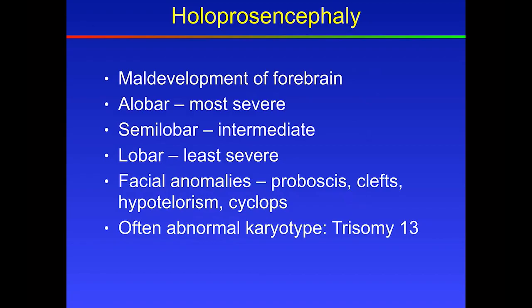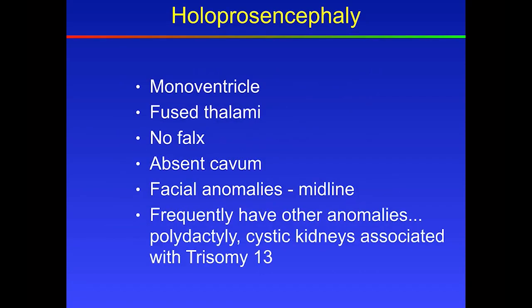Okay, moving on to holoprosencephaly. This is maldevelopment of the forebrain. You can be alobar, a most severe type, semilobar, an intermediate type, or lobar, the least severe type. They often have facial anomalies like a proboscis, cleft lip and palate, hypotelorism, and even on to cyclops, and they can be associated with trisomy 13. We look for the monoventricle of holoprosencephaly, fused thalami, no falx, an absent cavum septi pellucidi, facial anomalies that we just discussed, and then any other findings associated with trisomy 13 like polydactyly and cystic kidneys.